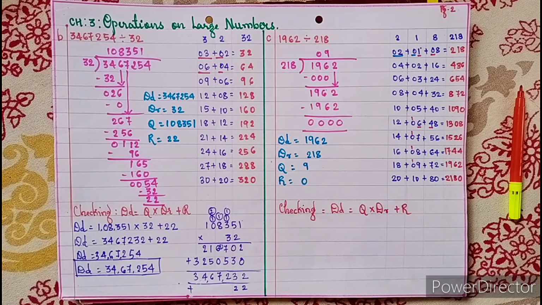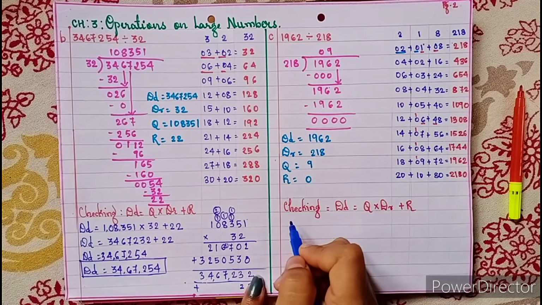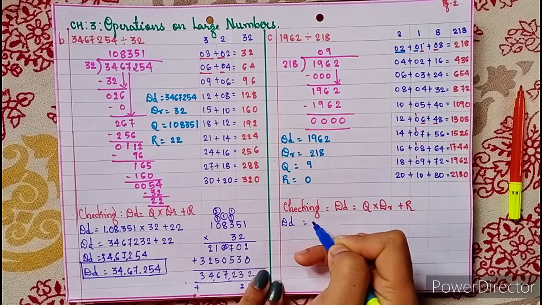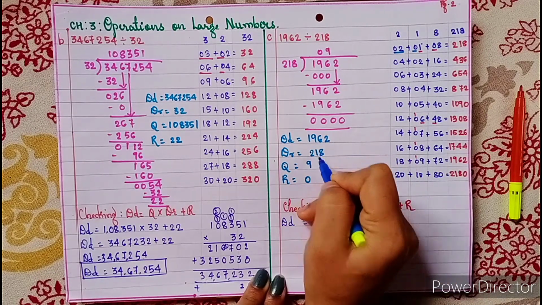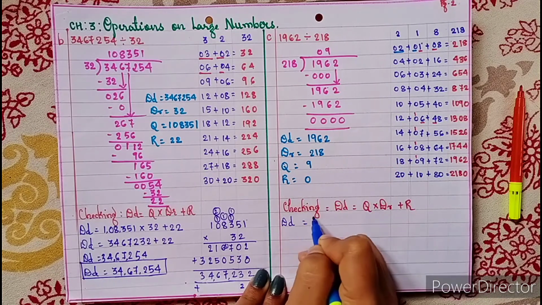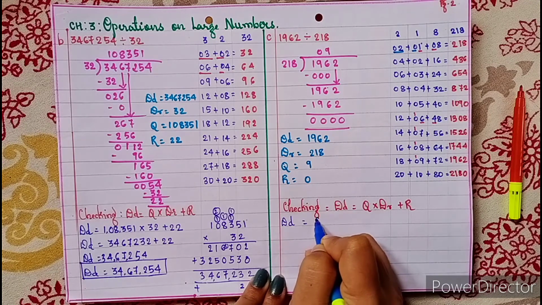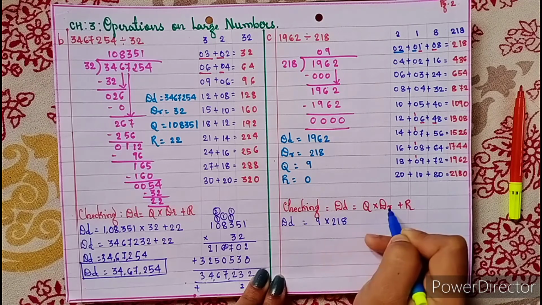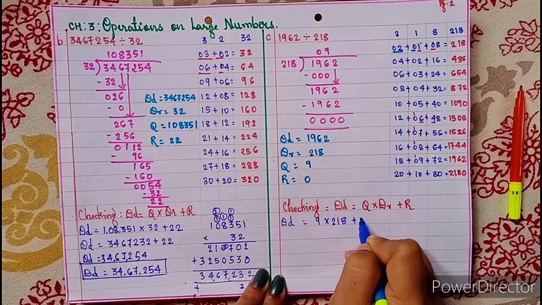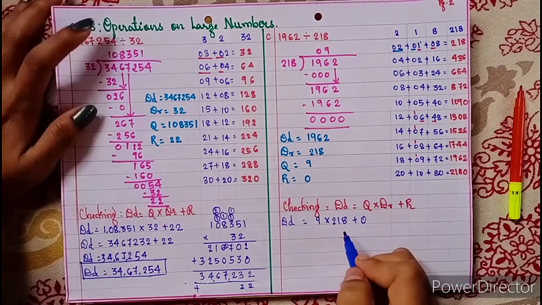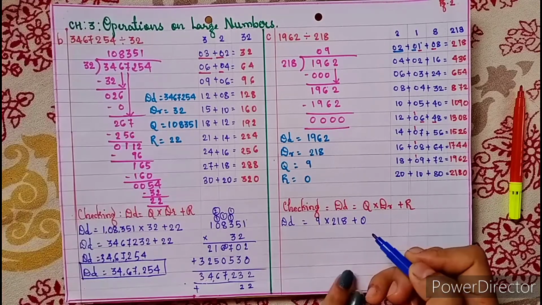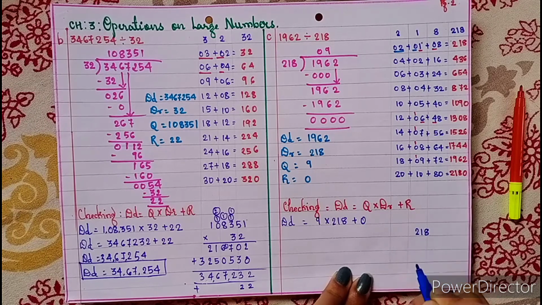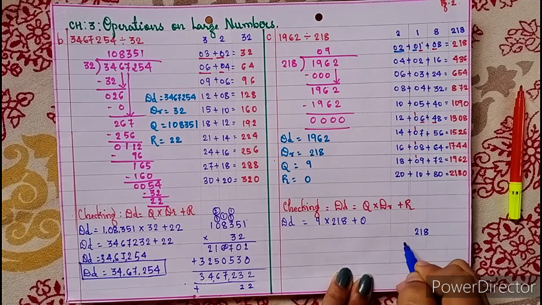Let's substitute the values now. Dividend equals divisor into quotient. You can write either 9 into 218. 218 is the divisor plus remainder is 0. So I will do this multiplication here: 218 into 9.